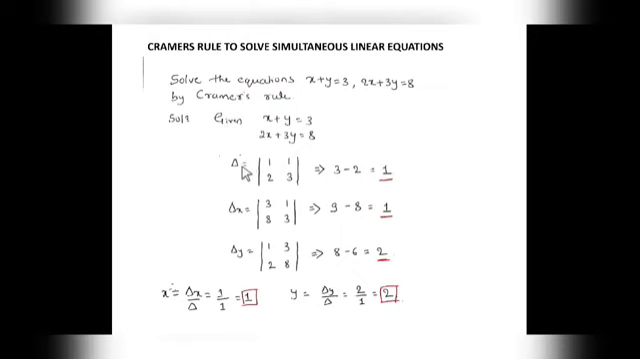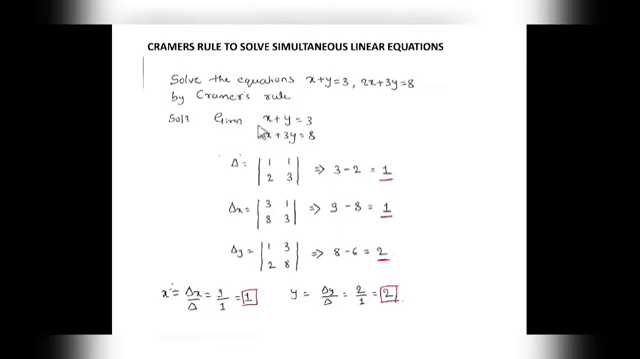First we have to find out delta. Delta means the coefficients of x and y. The coefficient of x is 1 here and here it is 2. The coefficient of y is 1 and here it is 3. Now we know how to solve this 2 cross 2 determinant. 1 3s are 3 minus 2 1s are 2. 3 minus 2 is what? 1.